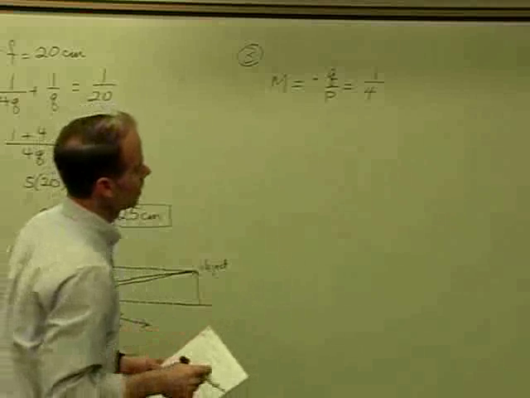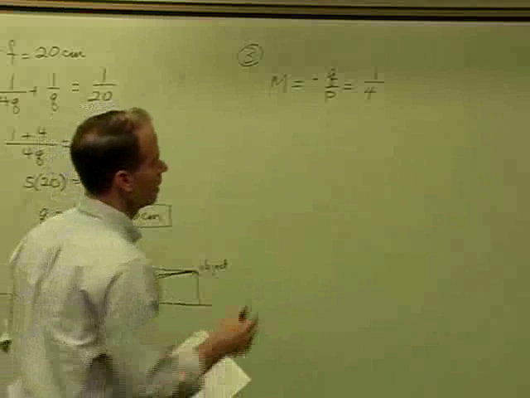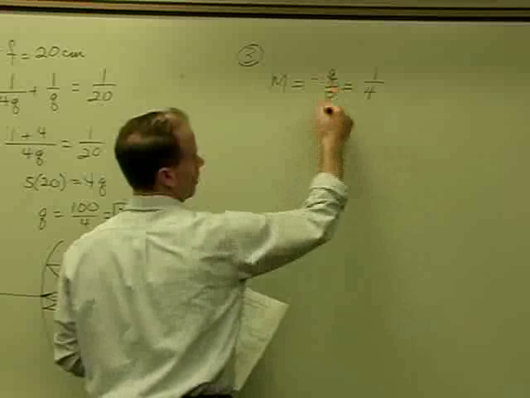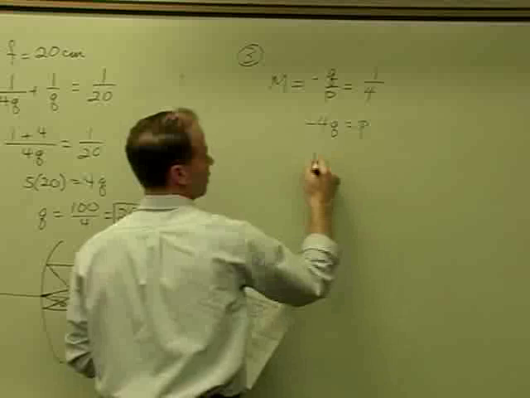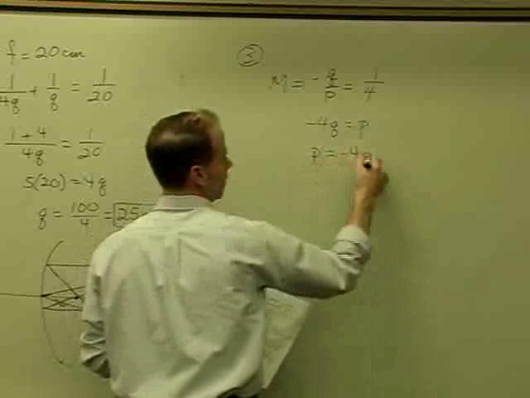Based on this, again, let's solve for p. We bring 4 over here and p up there. -4q equals p, or p equals -4q.